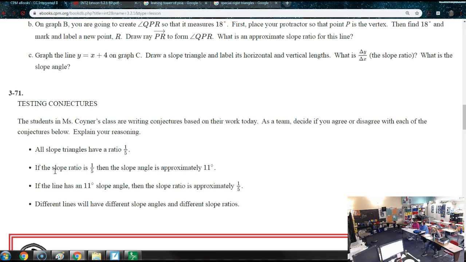Wait, hold up. What did you guys say? y equals x plus 4, so the ratio is what? 1. One. So you said the slope was 1. Yeah.